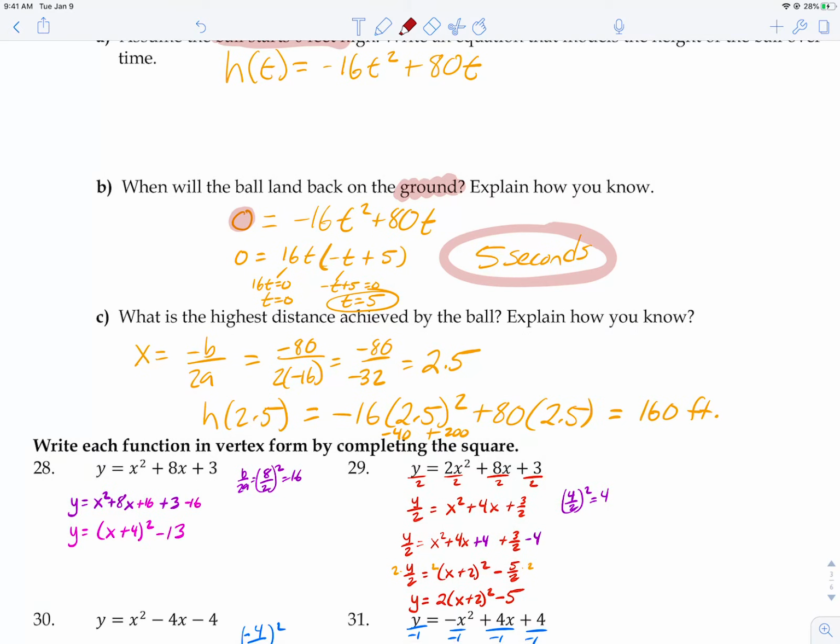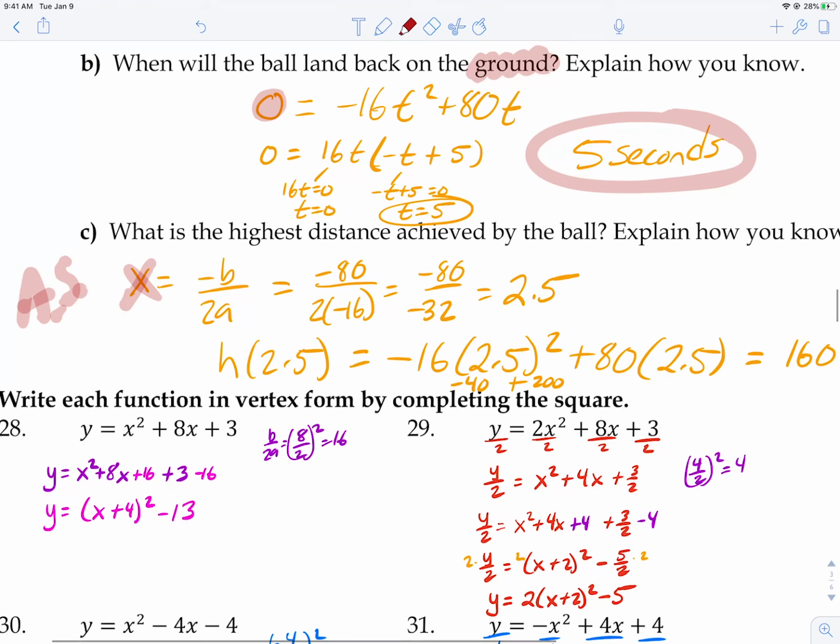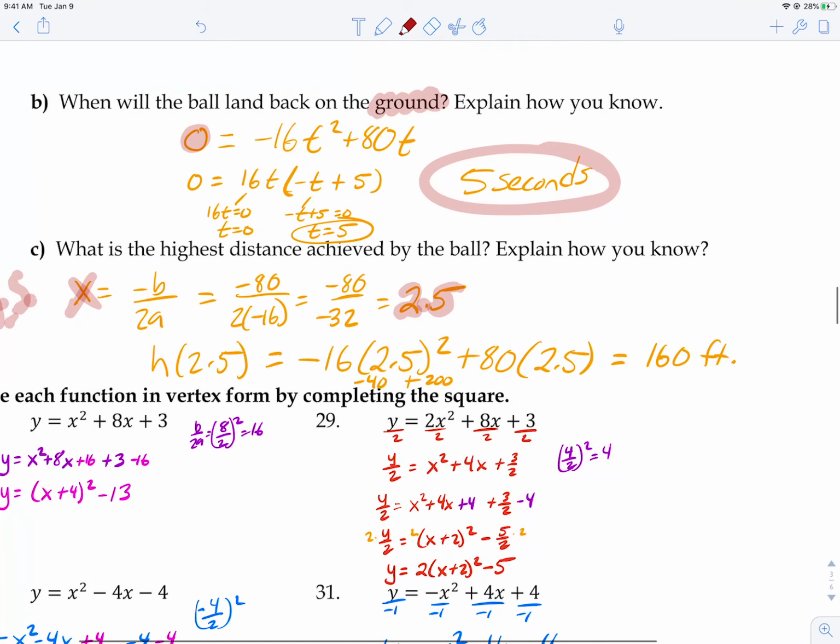So the first thing you have to do is find your axis of symmetry, which is your negative b over 2a. So using that, you end up with 2.5. And if you plug in 2.5 to your equation, so substituting 2.5 for t, you end up with 160 feet. So its highest vertical distance is 160 feet.